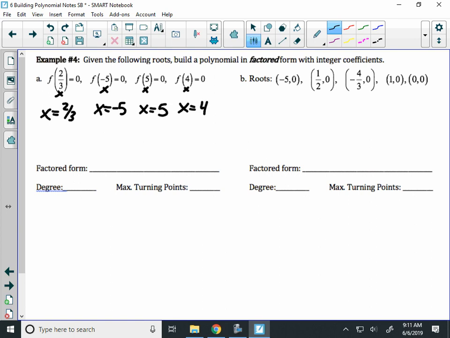So our factored form is going to mostly be the same. Now I'm going to come back. This is a special case right here. But the other 3 are going to be what we've been doing. So we'll have a factor at x plus 5, a factor at x minus 5, and a factor at x minus 4.